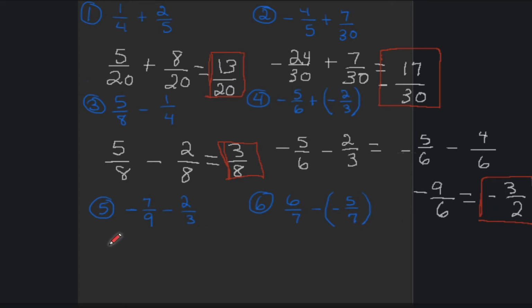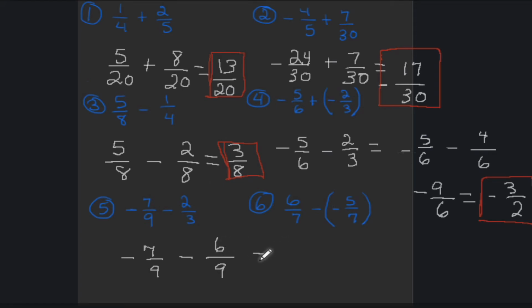Okay, so what about number 5? For number 5, we have the same thing that we've done here. We just have to find the least common denominator before adding the negative fractions together. Okay, and then this is negative. This will be a 9 in the denominator. So 3 times 3 is 9. That means 2 times 3 is 6.